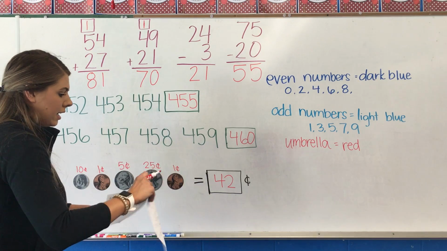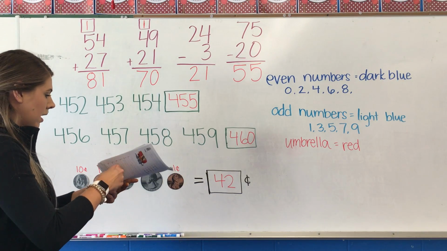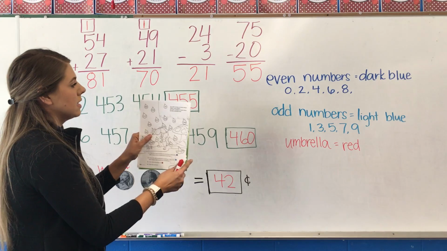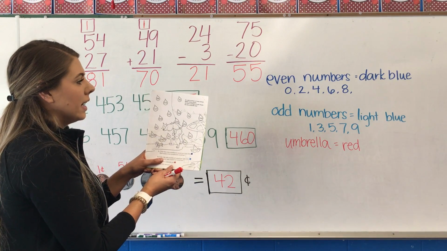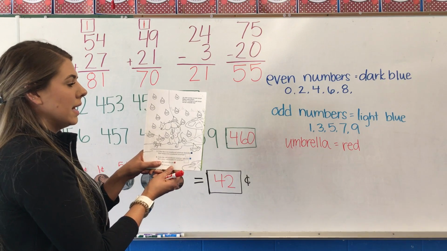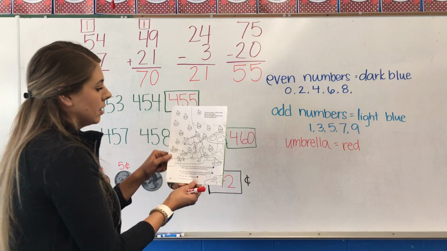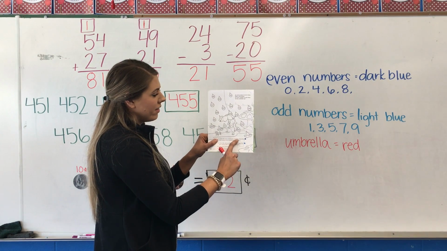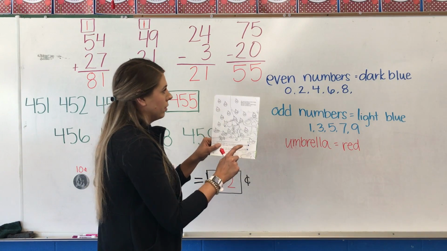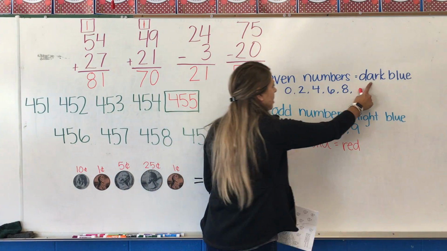And on the back side here, we have some raindrops. And it says up top, an odd number of even drops make noisy plops. An even number of odd drops hit the umbrella tops. So they've told you down here, number 1, color the even numbered raindrops dark blue. So your even numbers are going to be dark blue.